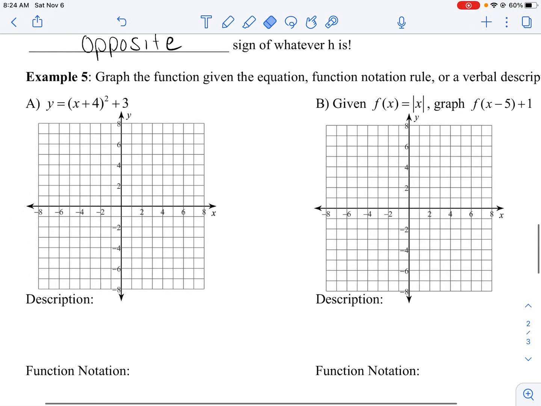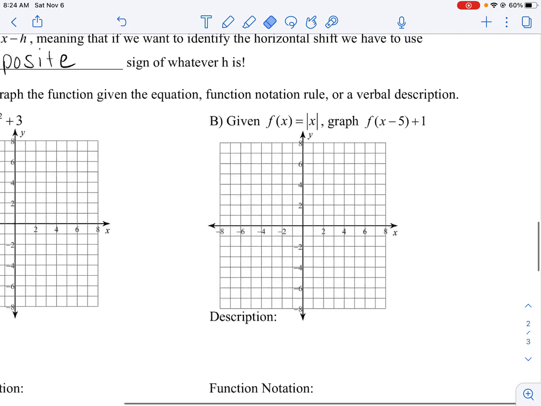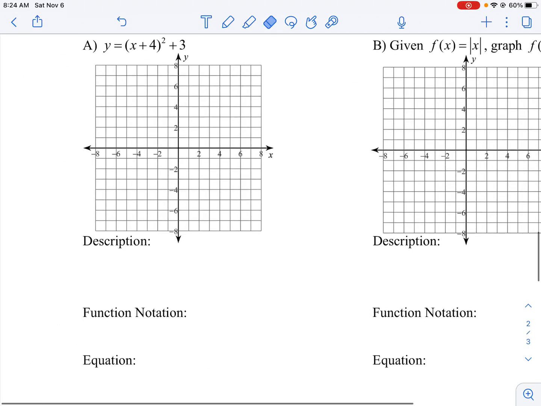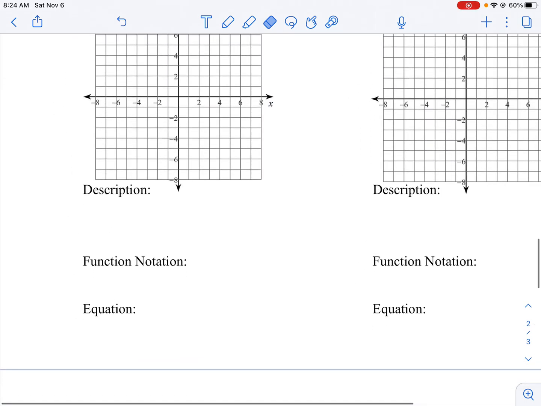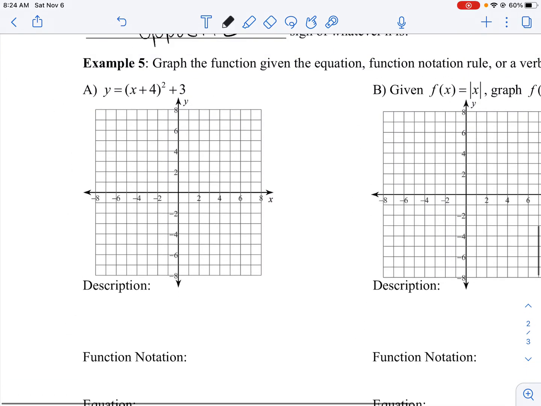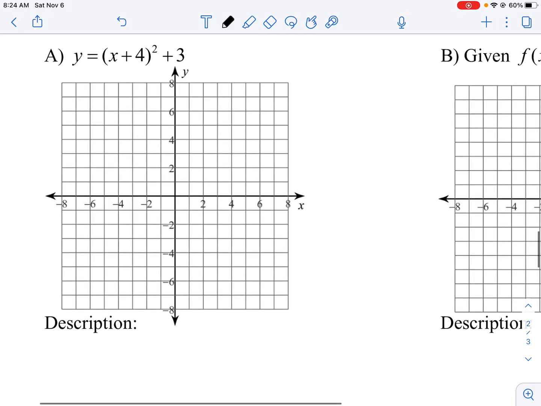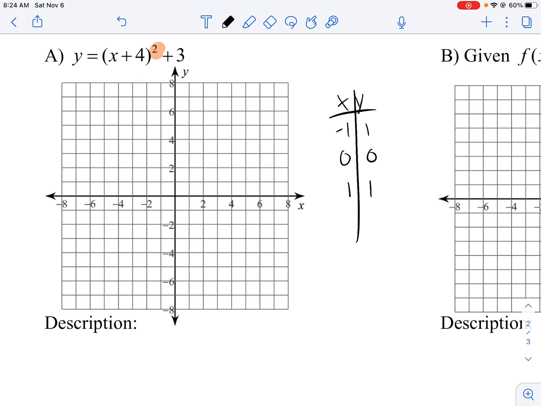All right, so example 5: graph the function given the equation, function rule or verbal description. Then we are filling in all that information down below. The first one we have is (x plus 4) squared plus 3. First off, x comma y. Remember this is our parabola, our quadratic parent function. So that would be negative 1, 1, 0, 0, 1, and 1. And then from there, we want to figure out what we have going.